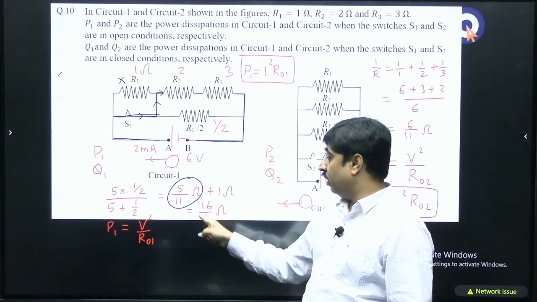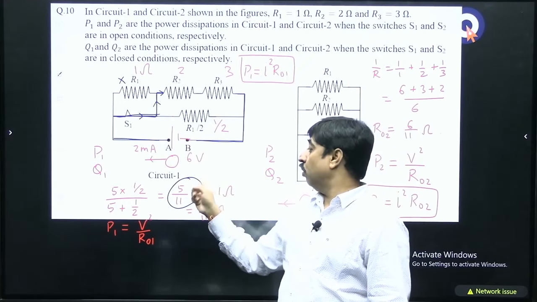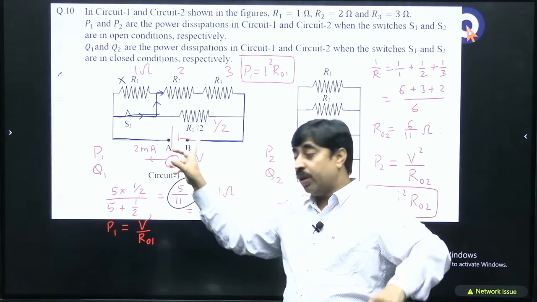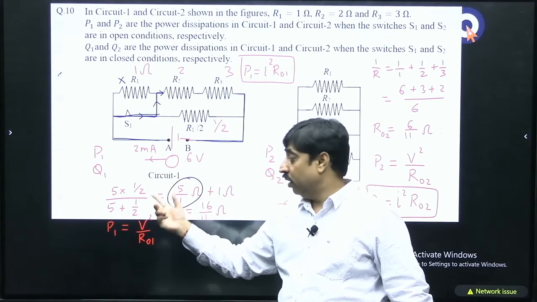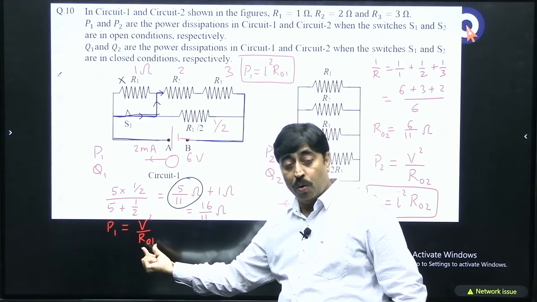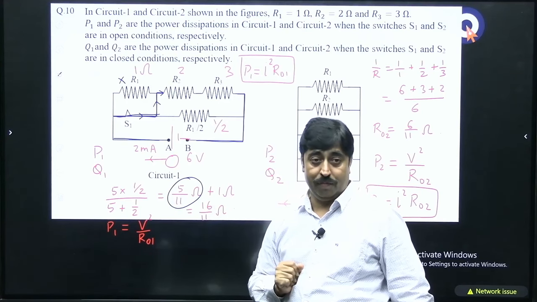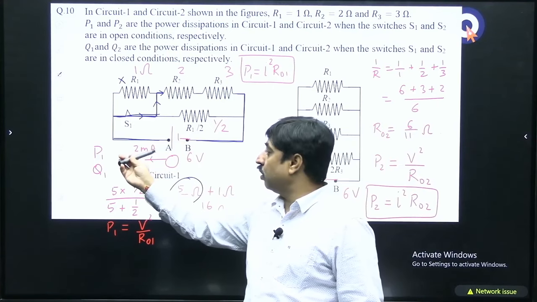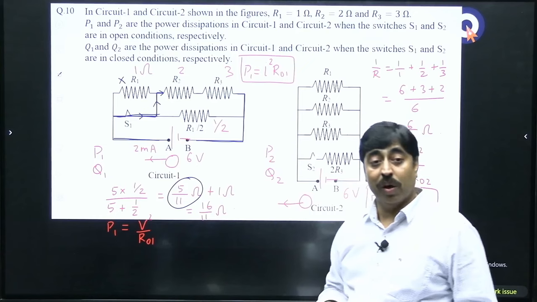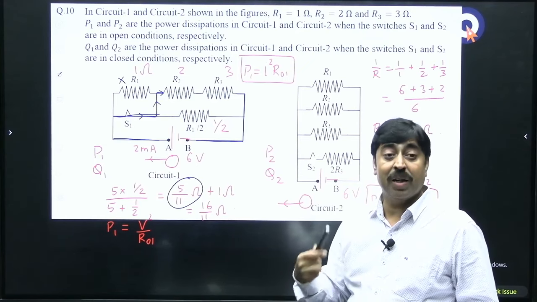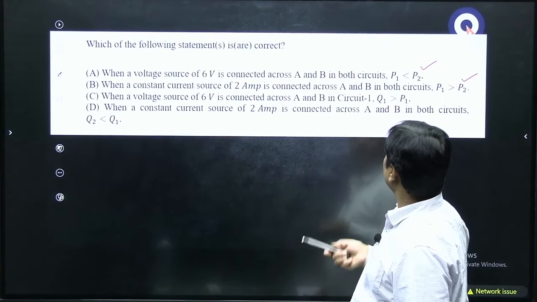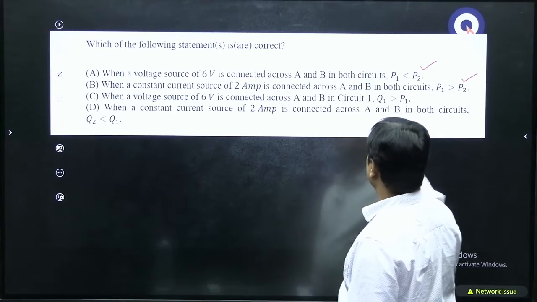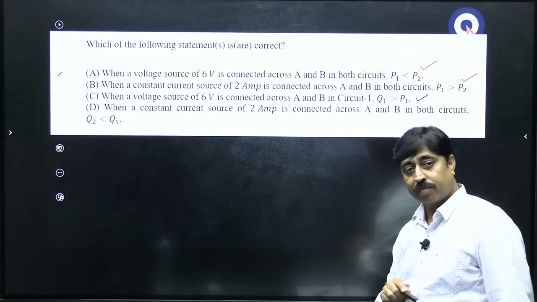When the switch is open, it is 16 by 11. When the switch is closed, it is lower, 5 by 11. So, when the switch is closed, the resistance is low and the power will be high. Switch closed, power high. When the switch is closed, power is denoted by Q1. It is higher than P1. So, Q1 is higher than P1.